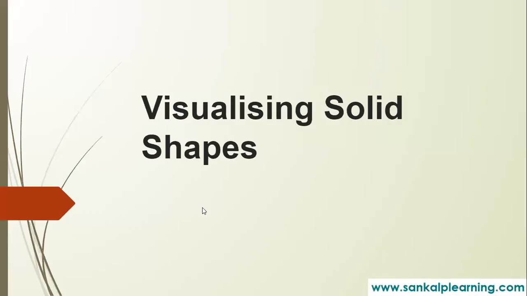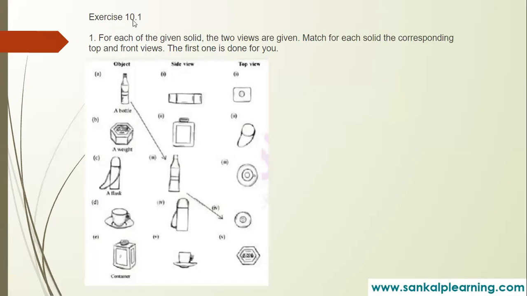So here they have given some pictures and you are going to write the top view, side view and front view. Okay, see, if we take any object, how the front view looks, how the top view looks, how the side view looks, that is what you have to do. Exercise 10.1: for each of the given solids, the 2 views are given.